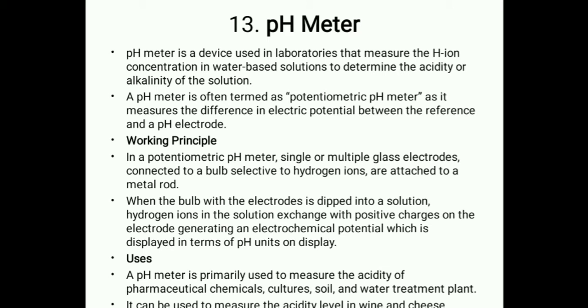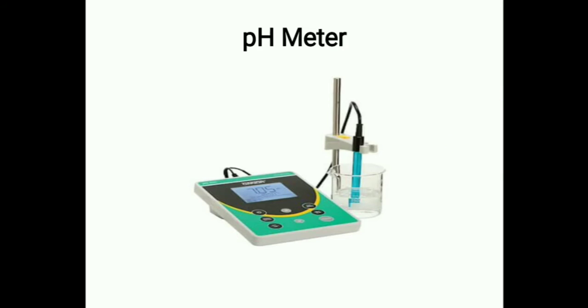Talking about uses, a pH meter is primarily used to measure the acidity of pharmaceutical chemical, culture, soil and water treatment plants. It can be used to measure the acidity level in wine and cheese during the production. So this is the pH meter.